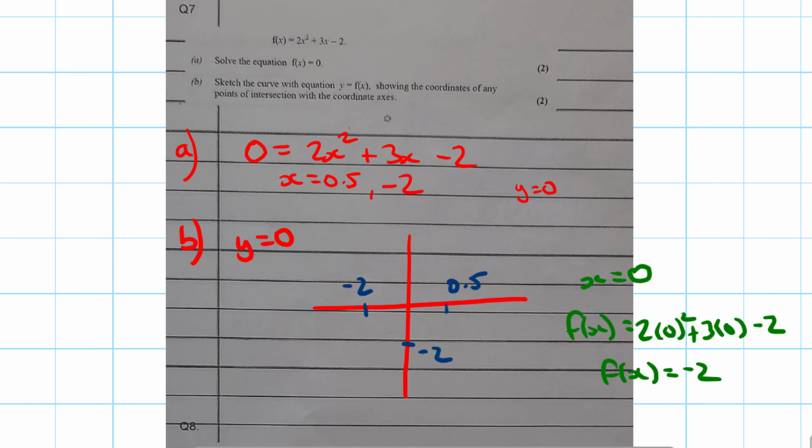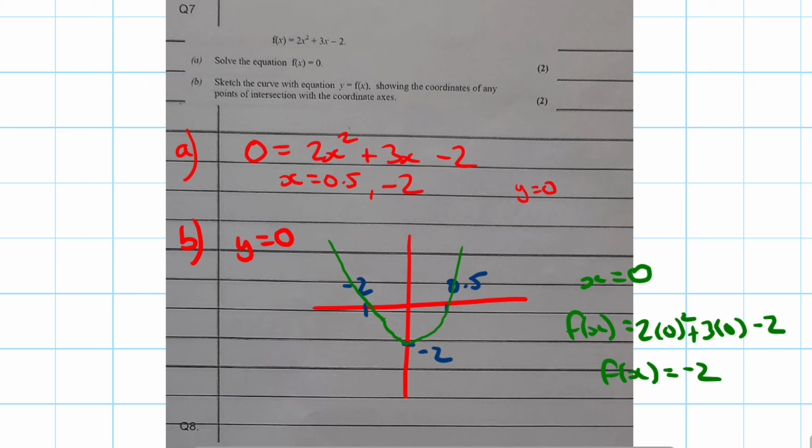It doesn't ask us to find any turning points in this question, so we can go ahead and just sketch. Again, it's just a sketch, so as long as it's the U shape, that's perfectly fine. We've got the crossing coordinate points, so it's all good.